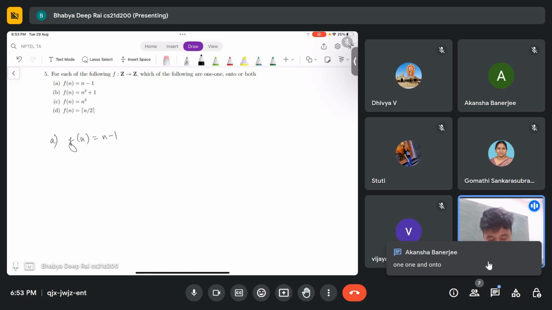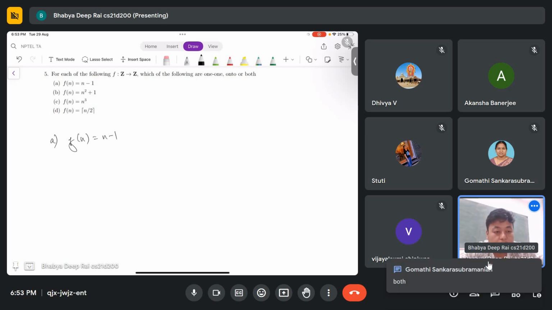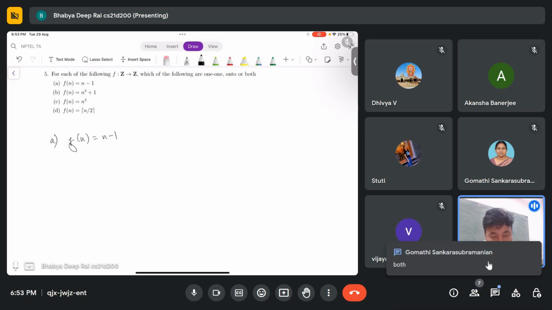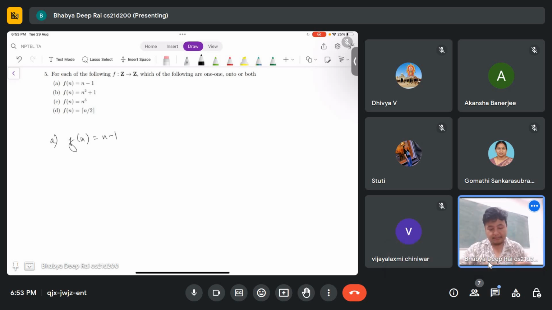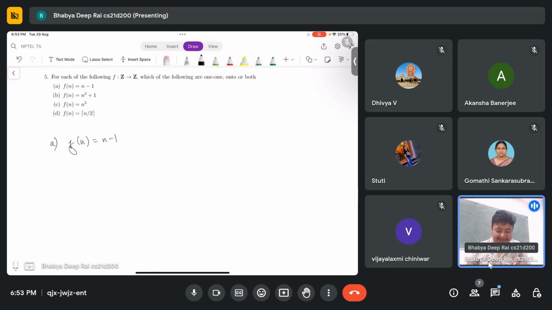Akanksha says 1-1 and onto. Okay, good. Gomti also says both. Yeah, Gomti, Akanksha, you are right. This is both 1-1 and onto. Okay. The key thing is that we are mapping from integers to integers, so it could be negatives and positives both.